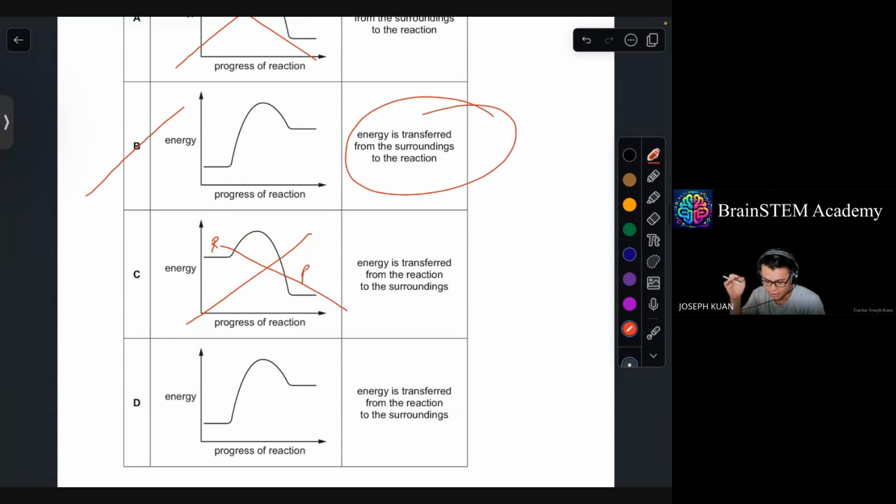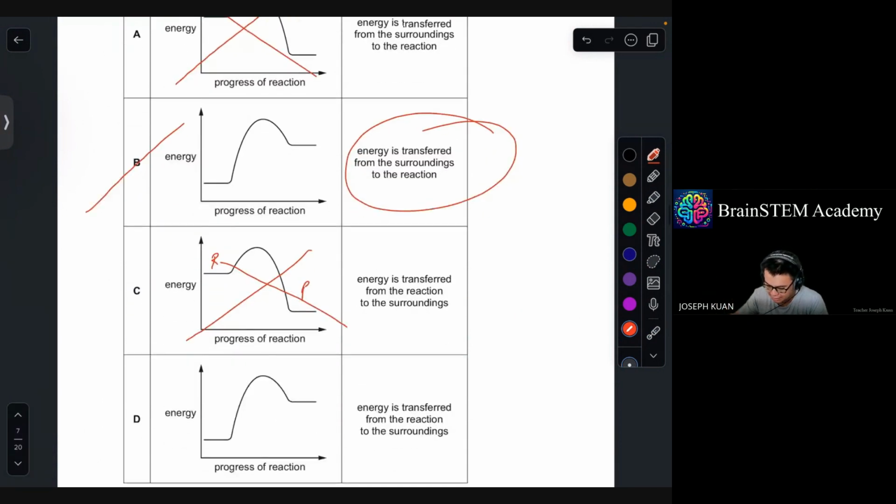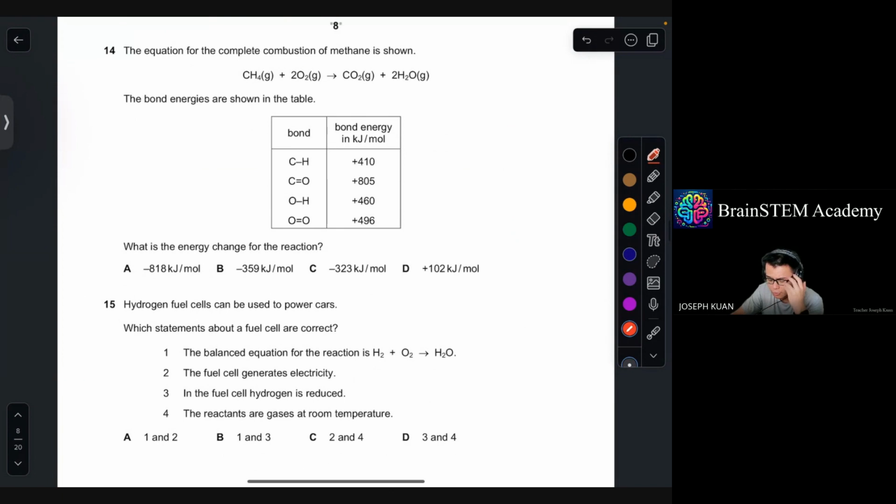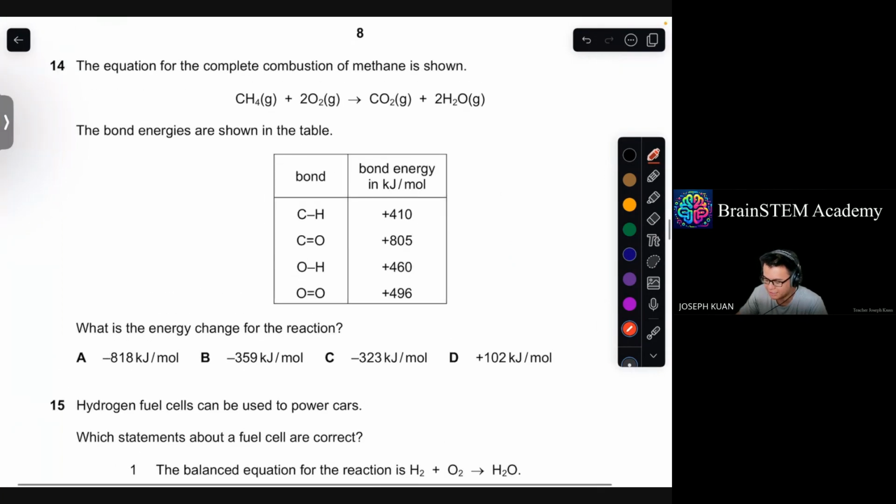Right, so the answer for question 13 is B. Moving on to question 40. The equation for the complete combustion of methane is shown. The bond energies are shown in the table. What is the energy change for the reaction?